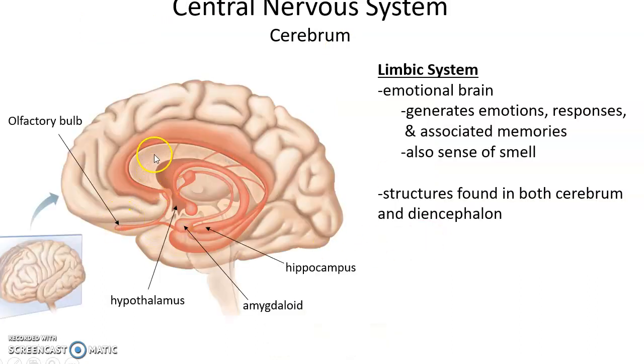Limbic system. The limbic system is a series of structures in the diencephalon and the cerebrum that are involved in emotions. So the limbic system is often called the emotional brain. It generates emotional responses, stores memories for emotions, decides how you should respond to a circumstance emotionally, and also has a connection to the sense of smell. So smell is thought to be connected to both emotions and memories.